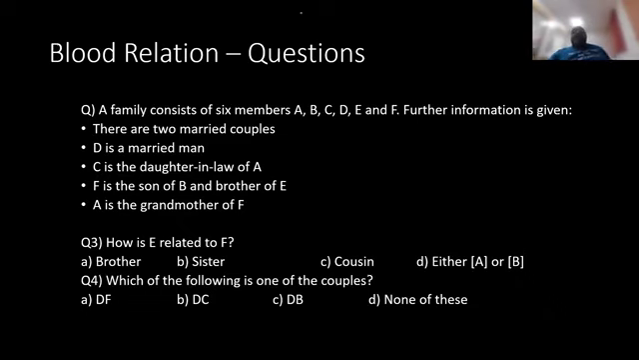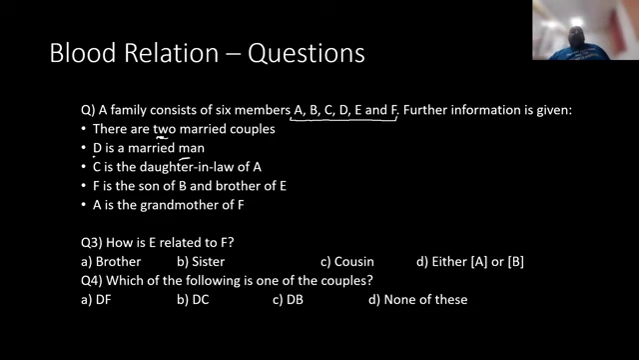Again, just draw the family tree. A family consists of 6 members, A, B, C, D, E, F. Further information is known. There are 2 married couples. D is a married man. C is the daughter-in-law of A. Again, I'm not sure how many generations there are as of now.